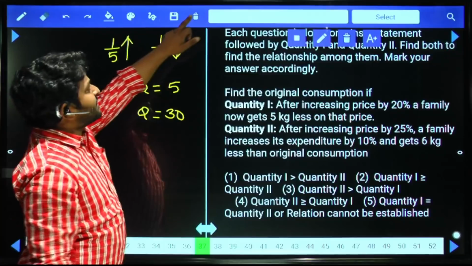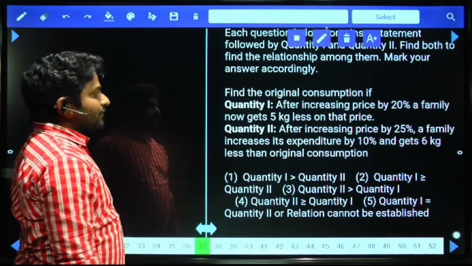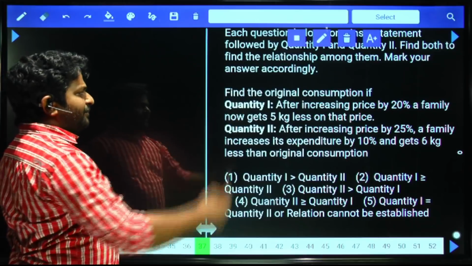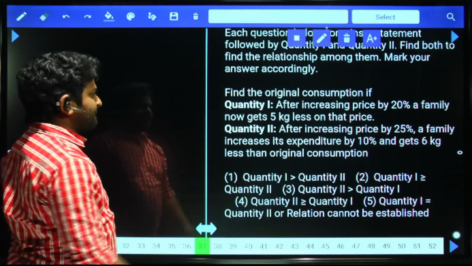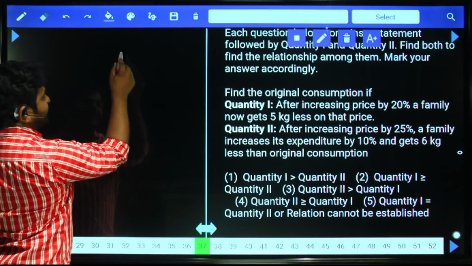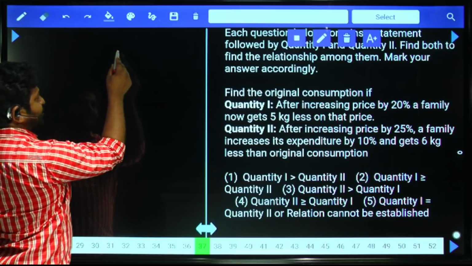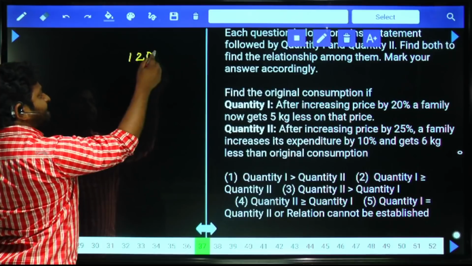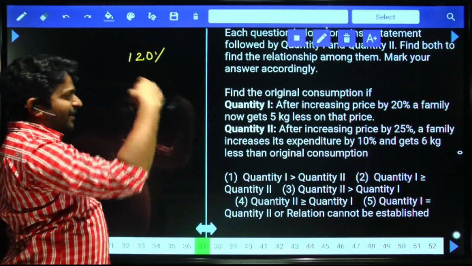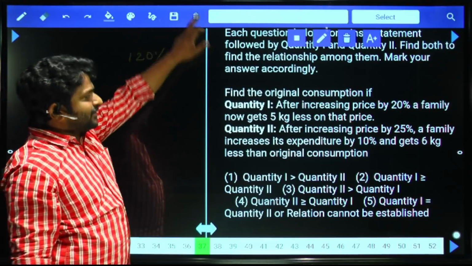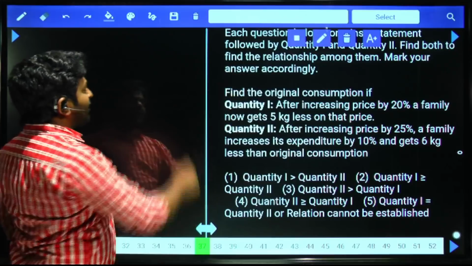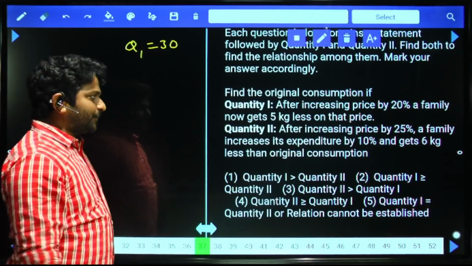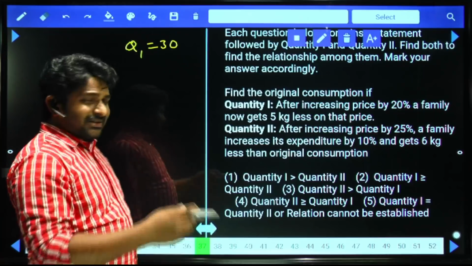The other way is, now, right, price increased by 20%. Okay. Now if price increases by 20%, then expenditure becomes 120%. Right, it takes a lot of time. So let's not go for it. So Q1 we already got it as 30 kgs. Keep it aside. Next Q2. Very well you can do it, but that takes time.